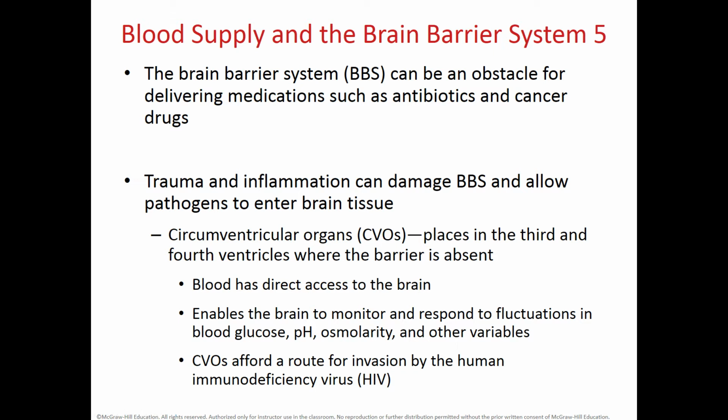So the brain barrier system has this problem: it will be an obstacle for delivering medications like antibiotics and cancer drugs. Now, when you have trauma or infection or inflammation that damage the blood-brain barrier system, you will have openings between these cells that protect the brain, and then these openings will be used by microorganisms, and these microorganisms will go in, and then they produce infections.